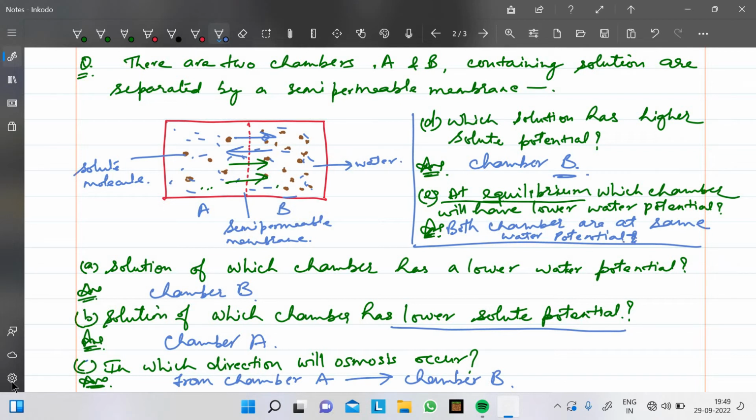जब दोनों ही चैम्बर का वाटर पोटेंशियल सेम हो जाएगा तो हम कहते हैं नेट फ्लो ऑफ वाटर इज जीरो. बट इट इज नॉट जीरो. एक्चुअली जितने मॉलिक्यूल्स चैम्बर ए से बी में जाएंगे वाटर के, उतने ही बी से ए में आ जाएंगे. तो हम कहते हैं कि नाउ द मूवमेंट ऑफ वाटर इज इन डायनामिक स्टेट ऑफ इक्विलिब्रियम, and at that stage water potential is equal in both the chambers. Okay, so this type of questions are asked in NCERT.